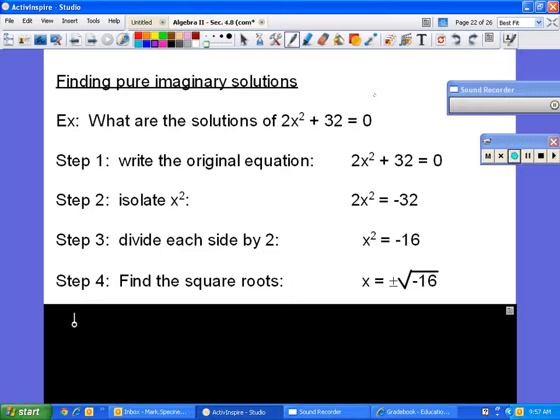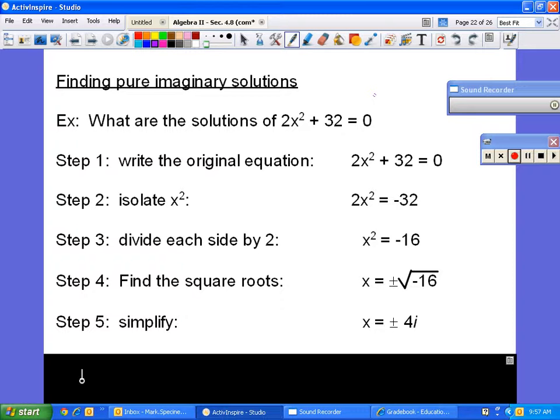We know the square root of negative 16 is what? 4i. So our answer is plus or minus 4i.